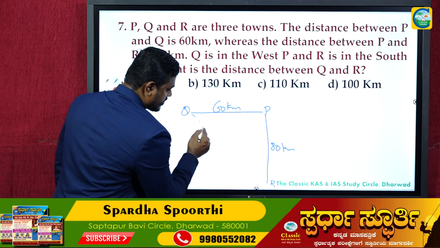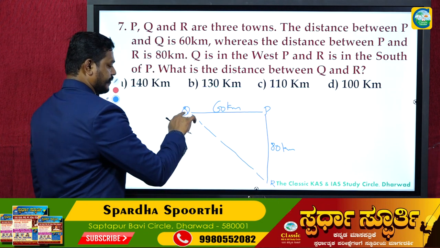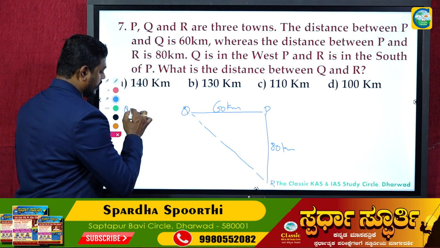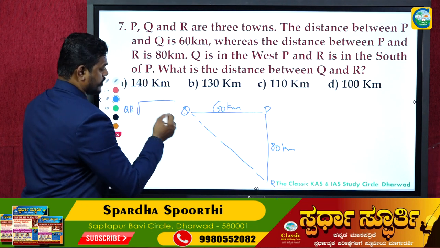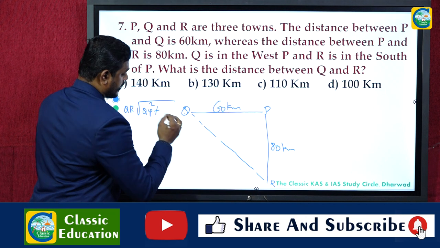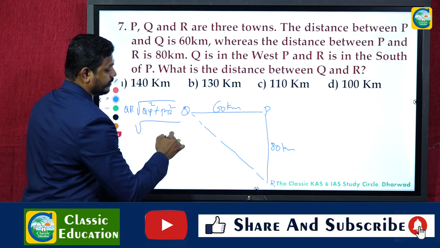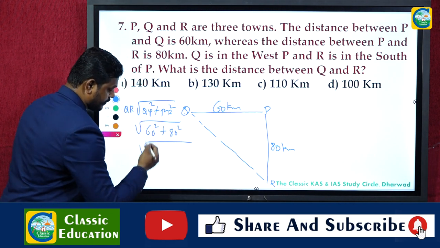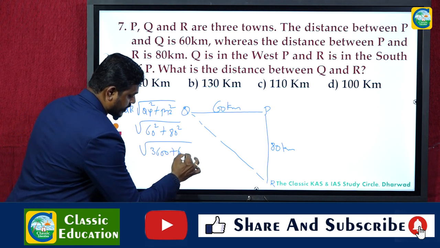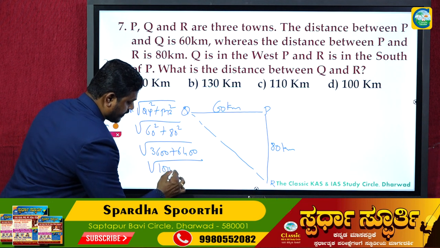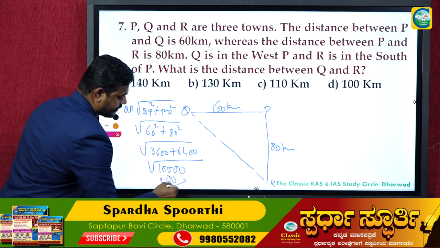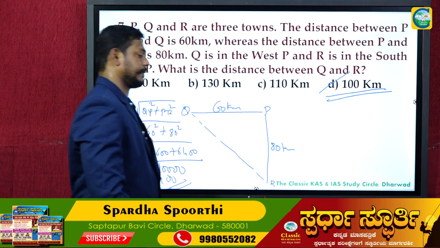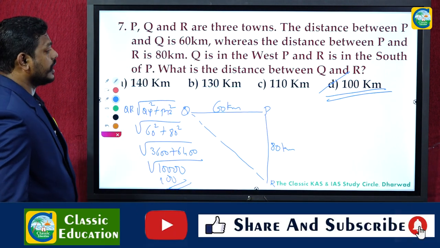Okay, now we are finding this Q and R distance. We know that the distance of Q and P is 60, P and R is 80. Now we are going to find out Q and R. For example, we have to apply the Pythagoras formula here, right? So QP square plus PR square, okay? 60 square plus 80 square, then square root of 3600 plus 6400, then it is 10,000. The square root of 10,000 is 100. Right. So your answer is 100 kilometers, option D, friends. Okay. Right. We'll move to the next question now.